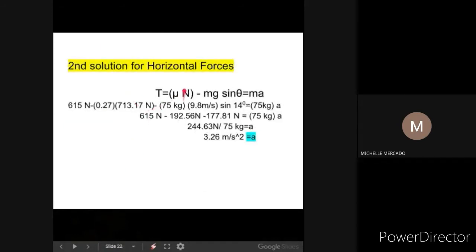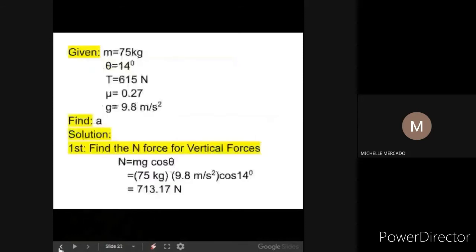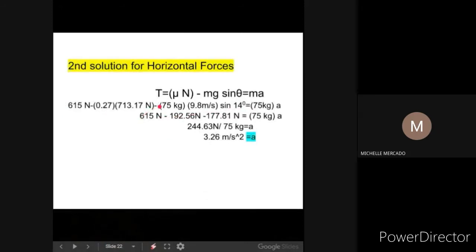Then, ano po yung given nating normal force? So, sinolve natin kanina. Okay, normal force will be 713.17 Newton. So, minus, okay, ano po ba yung given mass natin? So, ang given mass natin is 75 kilogram. Then, the constant value of gravity, 9.8 meter per second squared, sine 14 degree is equals to, again, we're going to use the given mass, 75 kilogram, multiply by the acceleration.